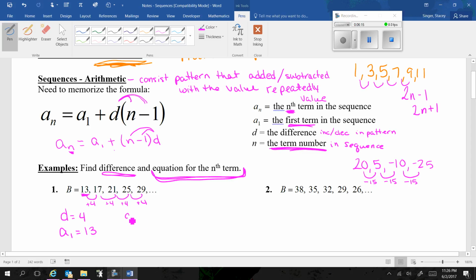Do I know a sub n? No, that's what I wanted to find, is the equation of the nth term, so I need to find it. And if I don't know what term number I'm talking about, if I don't know if I want the 5th term, the 7th term, the 12th term in my sequence, I still don't know n, so that's going to stay the variable n.